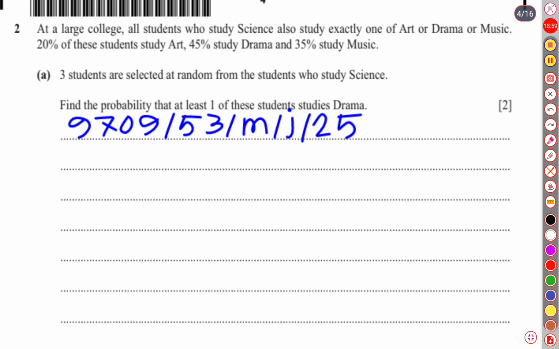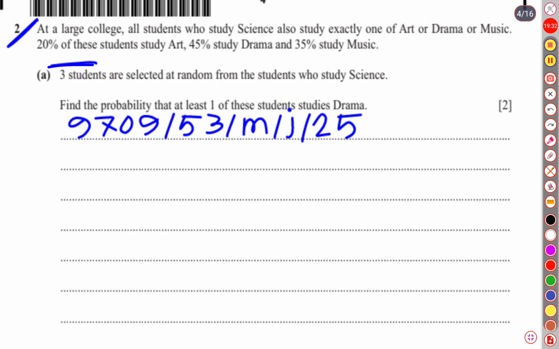The next question has been selected from paper 9709/53 for the session May/June 25, and we are going to solve question number 2, which says: at a large college, all students who study science also study exactly one of art, drama or music. 20% of these students study art, 45% study drama, and 35% study music. 3 students are selected at random from the students who study science. Find the probability that at least one of these students studies drama.